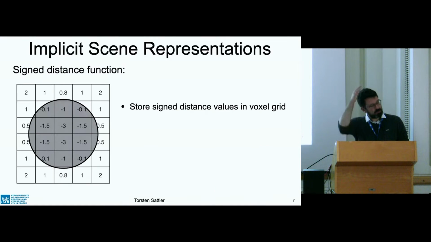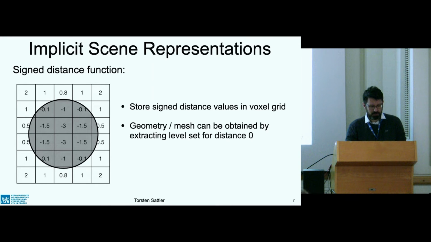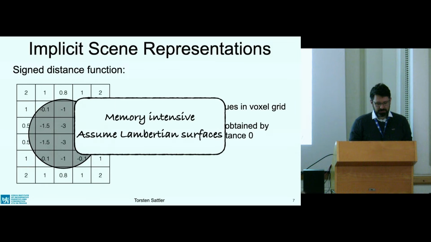The way that traditionally this is implemented is you voxelize a scene, so you compute a discrete subdivision of the scene, and in each voxel you store the corresponding signed distance function. And as I said, you get the geometry or 3D mesh by finding the zero crossing of the signed distance function, which by definition is exactly the surface of the scene. The issue here is, again, because you need to store a voxel grid, this becomes quite memory intensive. And again, you make the assumption that you have Lambertian surfaces.